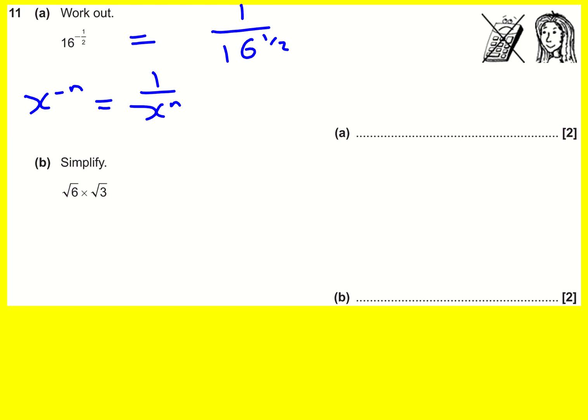And then to deal with the half, actually you need to remember that raising to the power of a half is the same as square rooting. So it becomes 1 over the square root of 16, which is 1 over 4. Why is that the case?